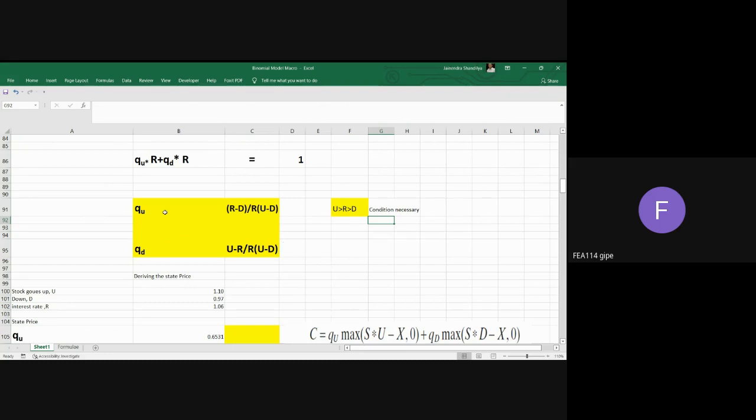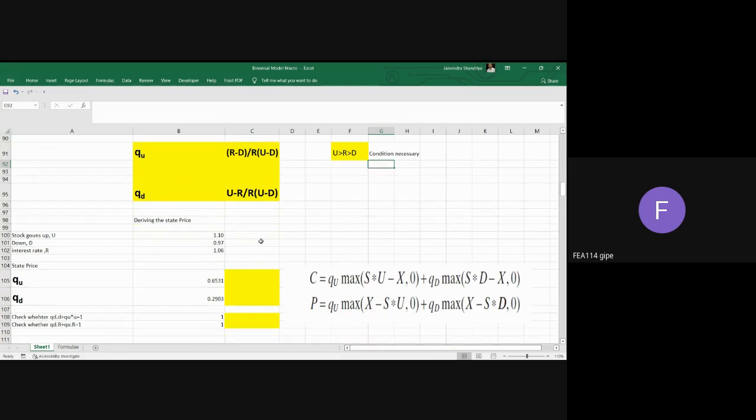Now that we have solved for QU and QD, let's calculate what QU is. As you can see, QU is nothing but R minus D. So where is our R? R is this. And then where is D? This is D. Then R.